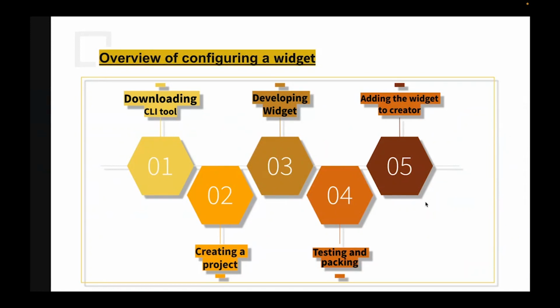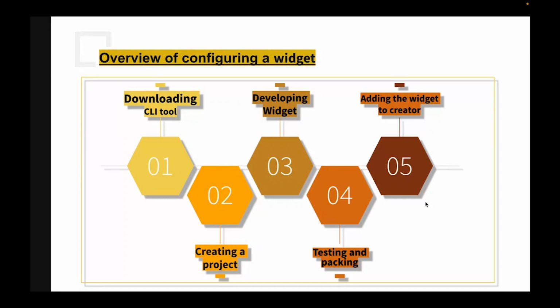Well, here we have depicted the complete overview of the widget configuration process. It starts with downloading the CLI tool. This helps you create and integrate the widget. After downloading the CLI tool, a project has to be created in the system. This project contains all the necessary files for the widget configuration. These files are auto-generated when the project is created.